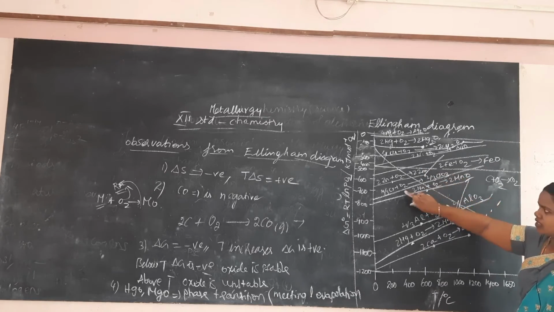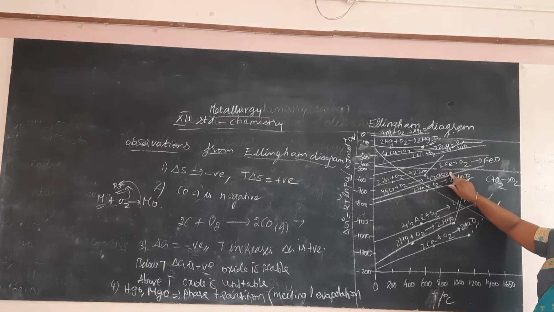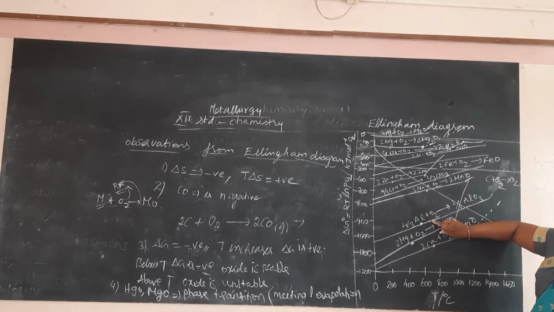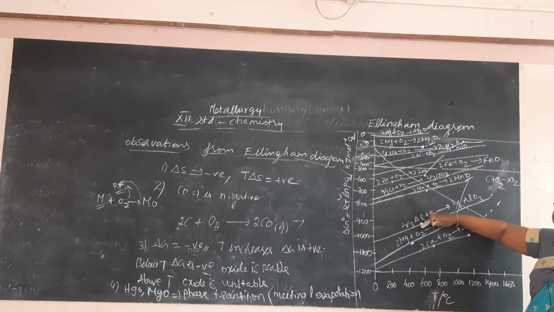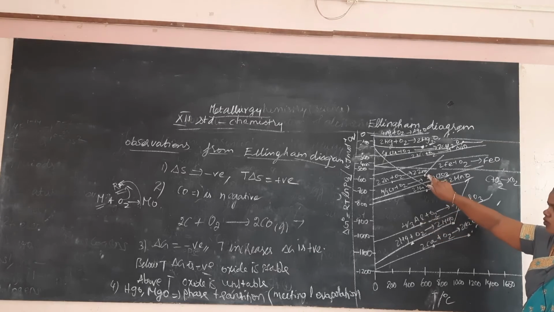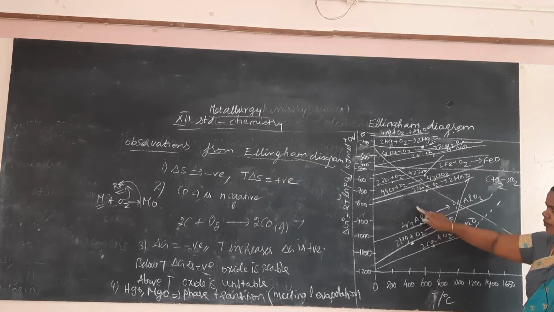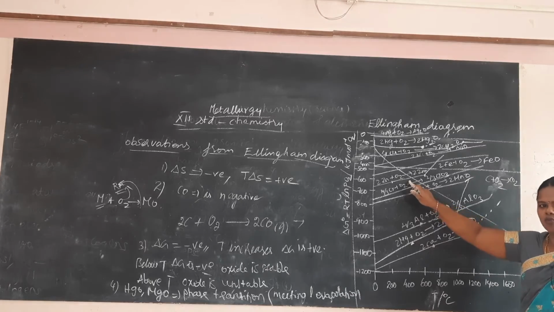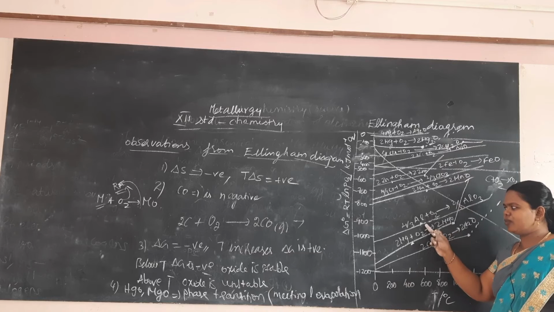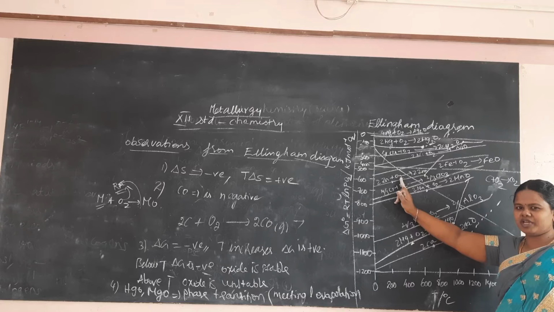Then the second plot is the reaction for the formation of chromic oxide. For example, Cr reacts with oxygen to form chromic oxide. Here below it, aluminium metal is present. It shows that aluminium is more stable compared to chromic oxide. So this aluminium metal can be used to reduce this chromic oxide. Already in the aluminothermic process, we saw that aluminium powder is used to reduce chromic oxide.